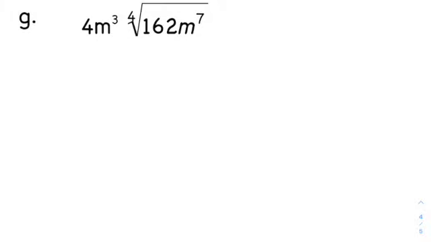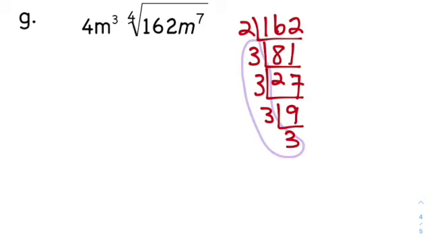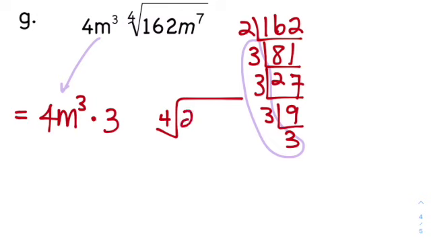Now it's 162. I'm going to break it down. 162, 2, 81, 3, 27, 3, 9, 3, 3. Now it's a 4th root, so I need 4. And the way I'm going to write it out is going to be 4m to the third power, which I found before. I'm going to bring it down, times. I have a 3 that came out, and I'm going to make a 4th root of something. But I know I have a 2 left.